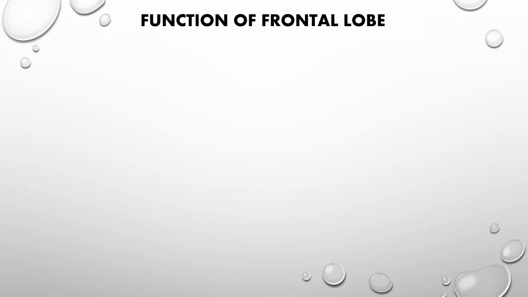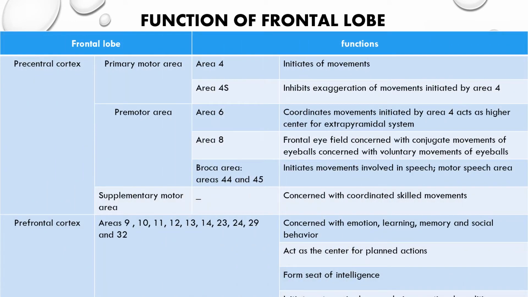So what are the functions of the frontal lobe? In this table you can see the main functions of the frontal lobe based on the areas. The primary motor area of the precentral cortex has area number 4 and area number 4s. Area 4 initiates the movement and area 4s inhibits the exaggeration of the movement initiated by area 4. For example, if you want an elbow flexion of about 40 degrees, area 4s will stop the elbow flexion beyond 40 degrees.